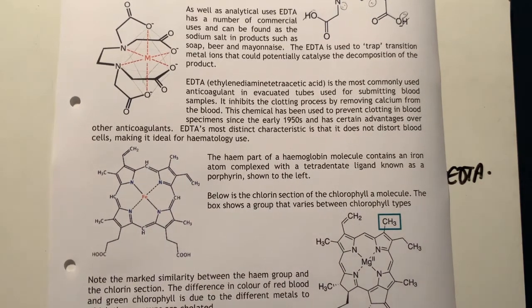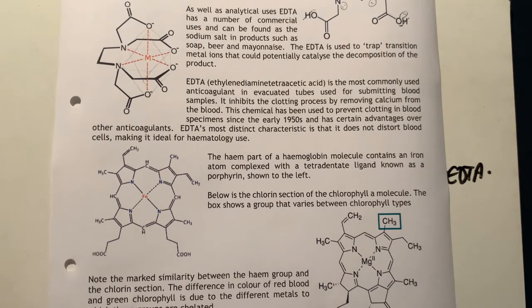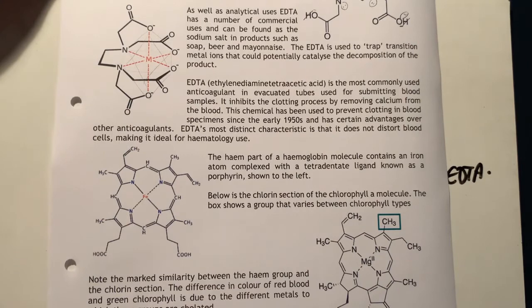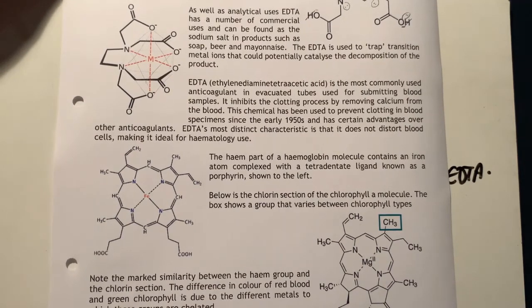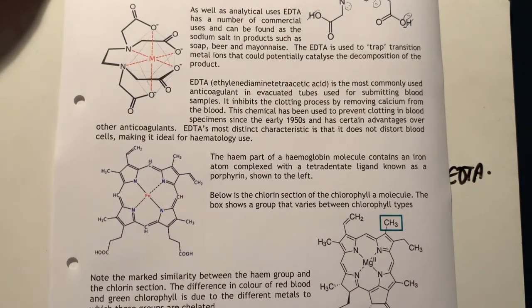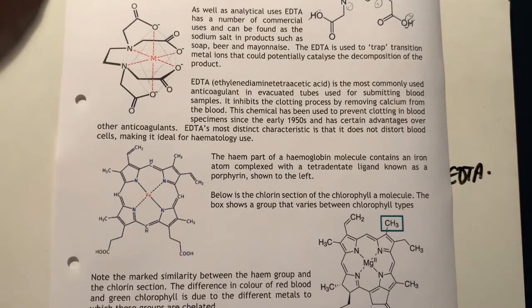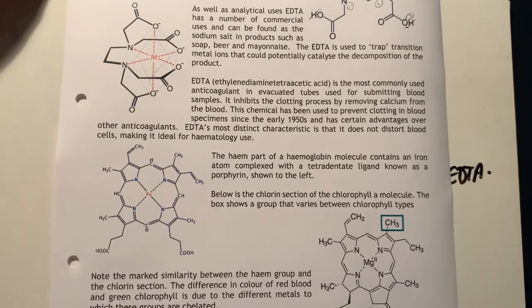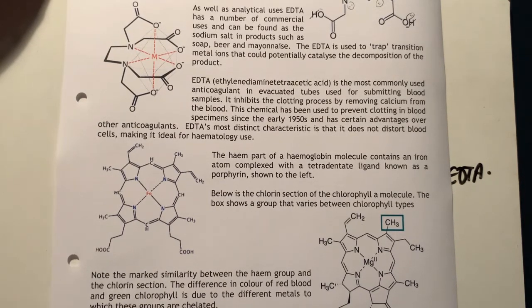Another weird use of this is it's generally used to sprinkle over meat products. Because it stops the clotting, it keeps that bright red look to fresh meat, and it stops meat going brown. So if you ever open packs of meat and it's very red, the chances are it's just got lots and lots of EDTA on it.